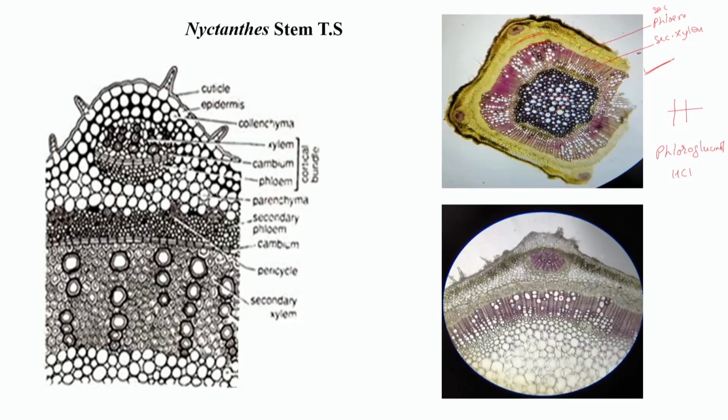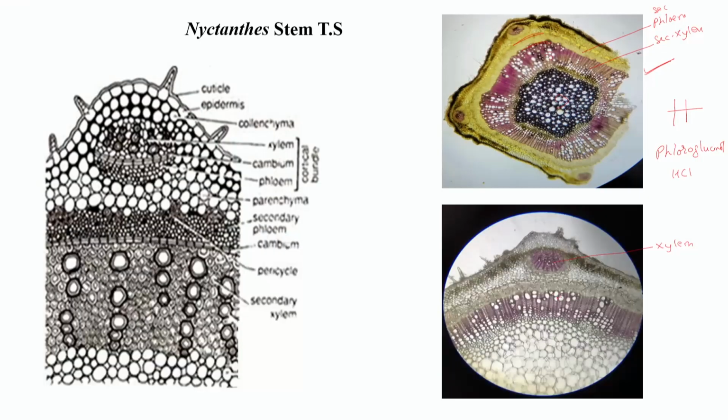Now this is a more magnified view. See, here also you can easily see those vessels. Now try to focus on the cortical bundle. Here also you can see this is the xylem, with very small vessels as compared to secondary tissue. I have also told you that in primary tissue the vessels will be very small if you compare them with the secondary xylem.